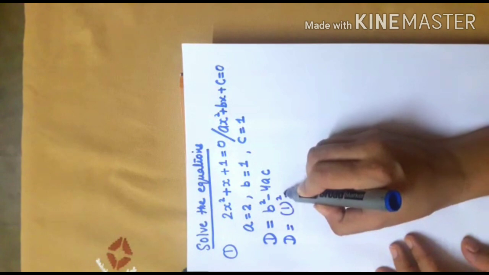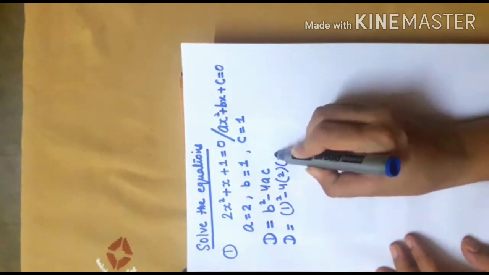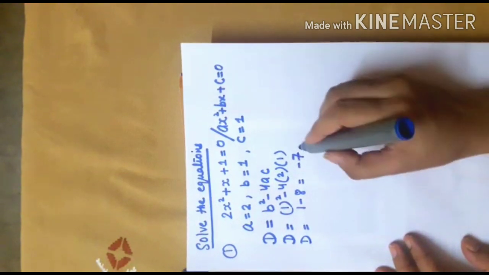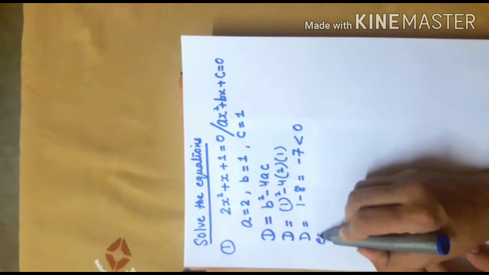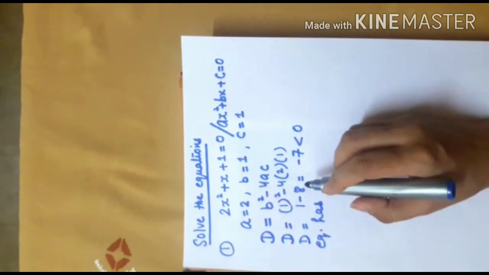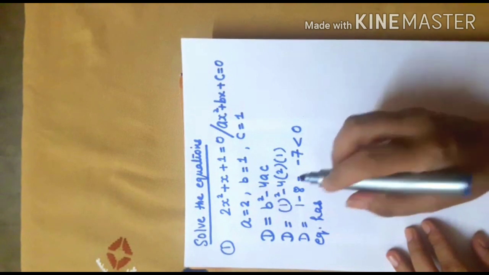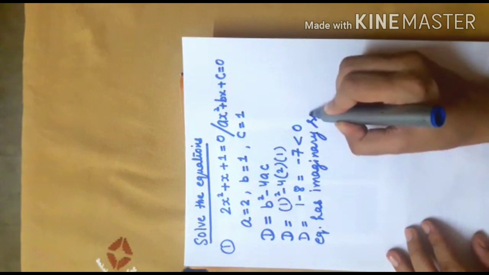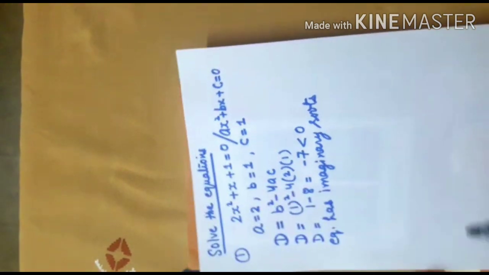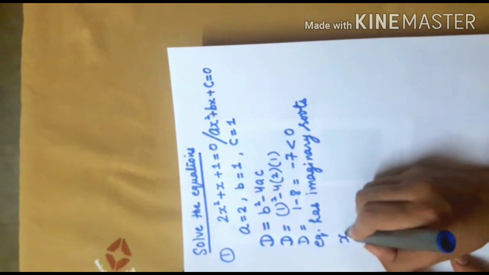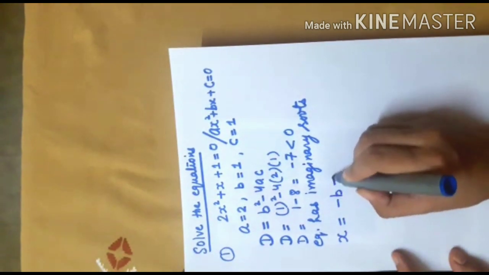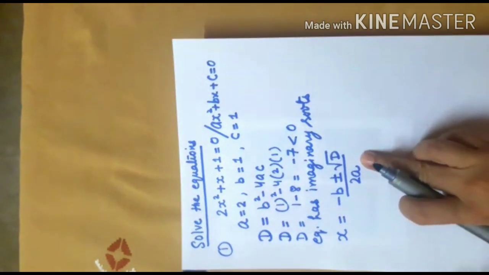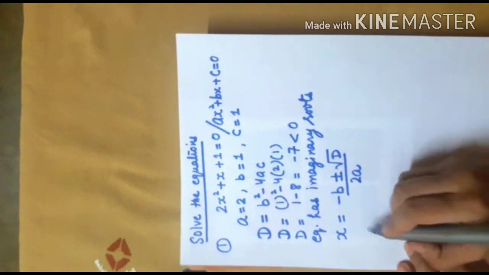So it's square of 1 minus 4 into 2 into 1. So D will be negative 7, less than 0. So the equation has imaginary roots. Yes, roots are given by x is equal to minus b plus minus square root of D over 2a. This quadratic formula you learnt in your class 10th.